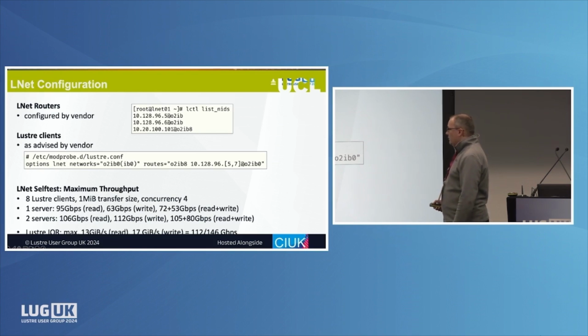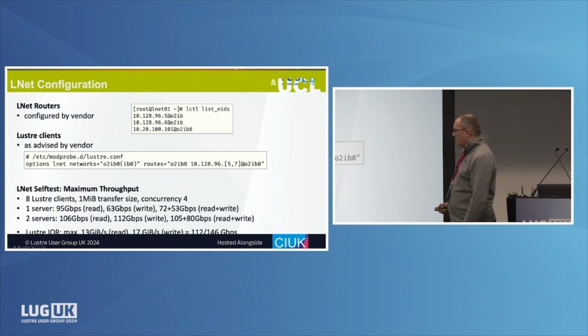The Lustre clients were configured following the vendor advice, which basically boils down to adding the routes option, setting the routes to the routers in the LNet kernel module options.